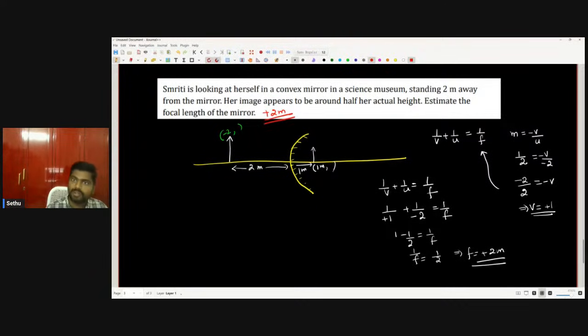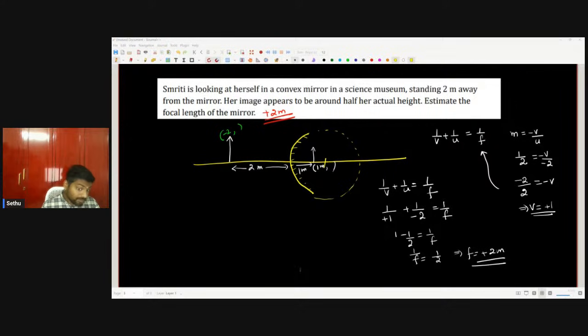And plus also makes a lot of sense because if you were to complete the sphere of which this mirror was actually a part, you know that the center of curvature will be somewhere here, focus will be here. So focus coordinate invariably has to be positive, and that's what we end up getting. So I hope this question is also clear.